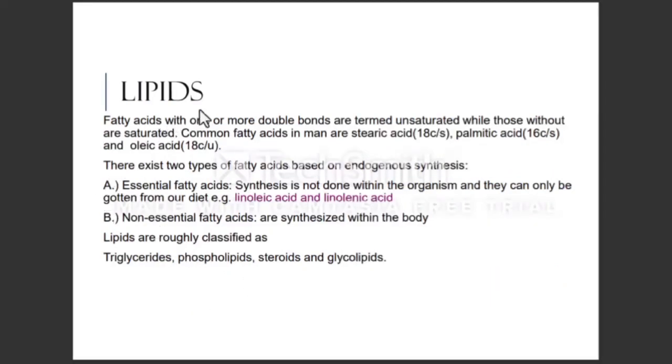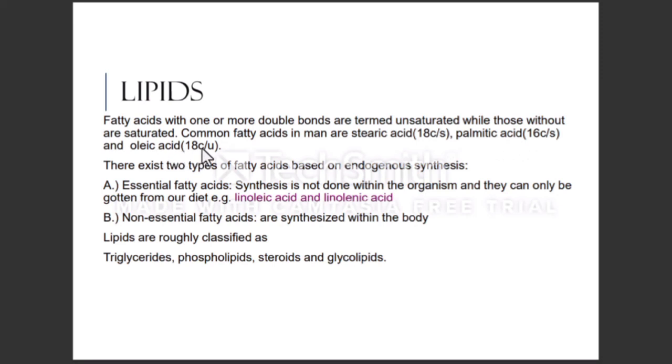Fatty acids with one or more double bonds are termed unsaturated, while those that have no double bond are called saturated fatty acids. Some common fatty acids in man are stearic acid with 18 carbons, palmitic acid with 16 carbons, and oleic acid with 18 carbons.